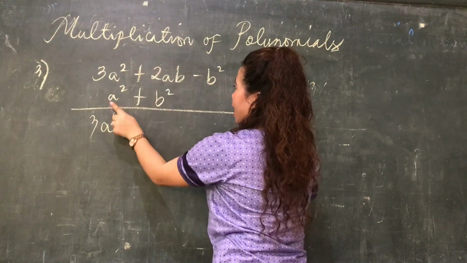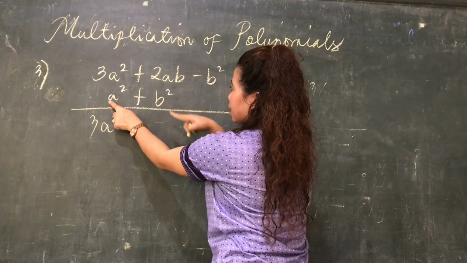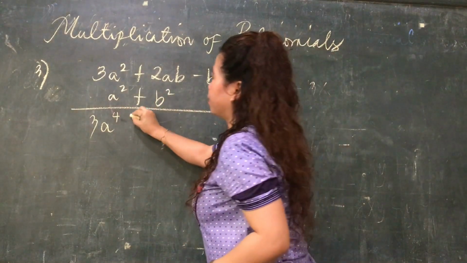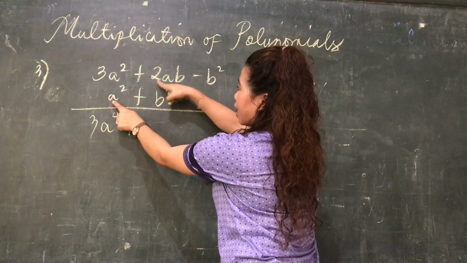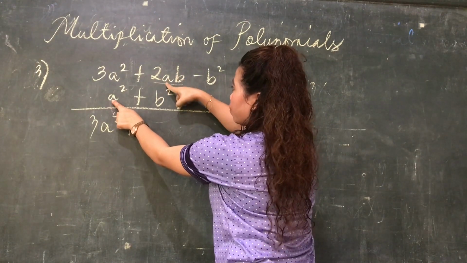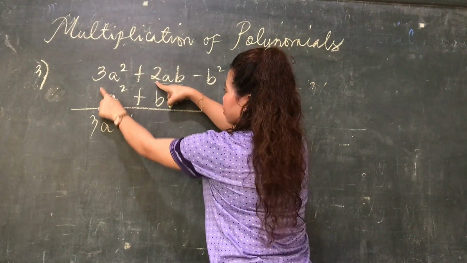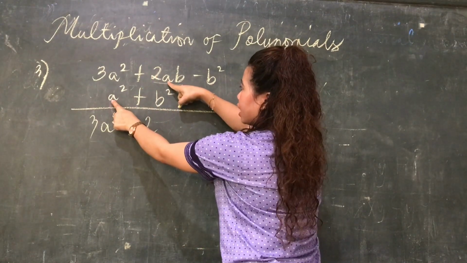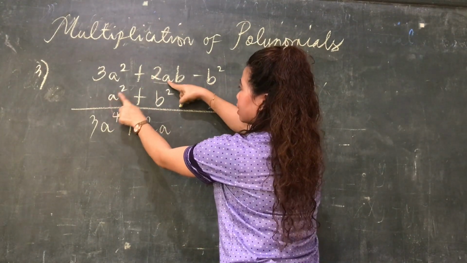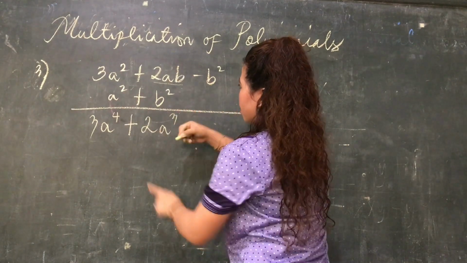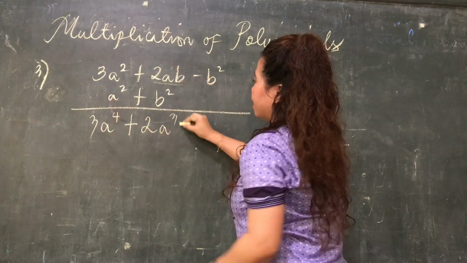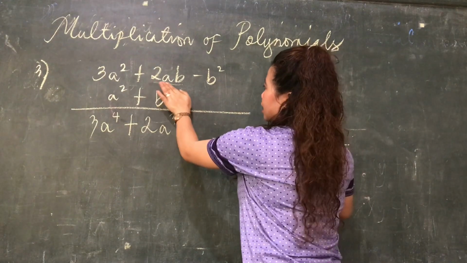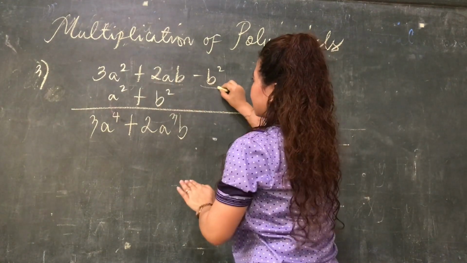Move on here. You have positive times positive, the answer is positive. Underline it. And then copy 2. There is an invisible 1 there: 1 times 2, you have 2. Two a's, write only one, and then 2 plus 1, you have 3. And b, don't leave it out.